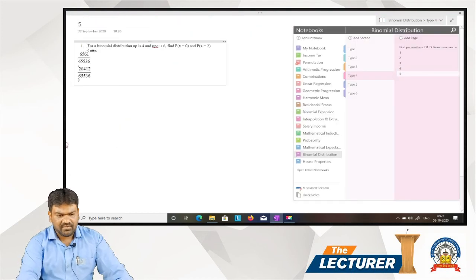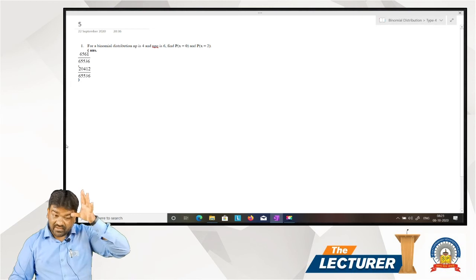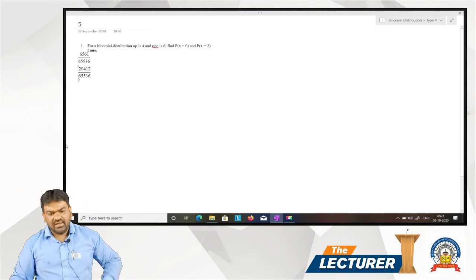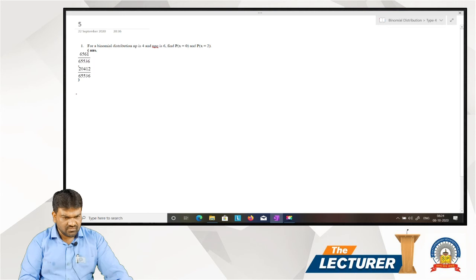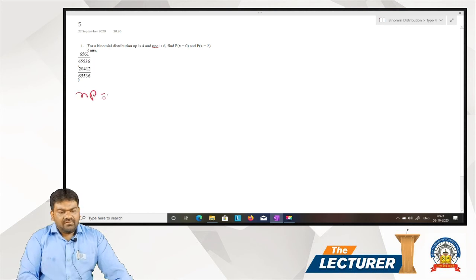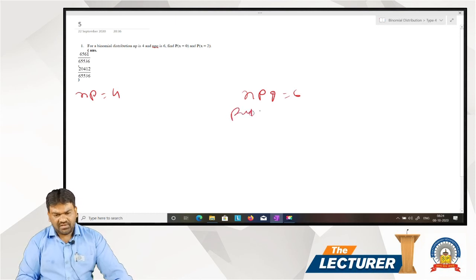Last of this type, example number 5. For a binomial distribution, NP is 4, NPQ is 6, find P of x is equal to 0 and P of x is equal to 2. NP is given 4, NPQ is given 6. Put NP is equal to 4, 4Q is equal to 6.